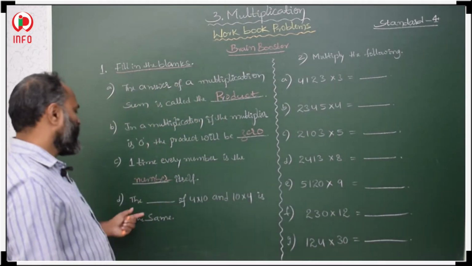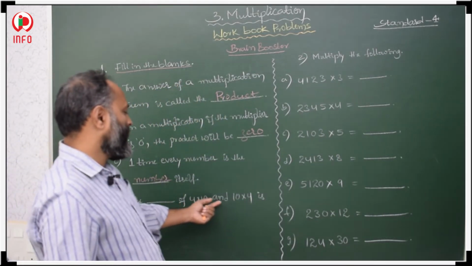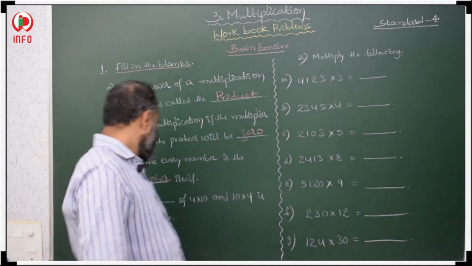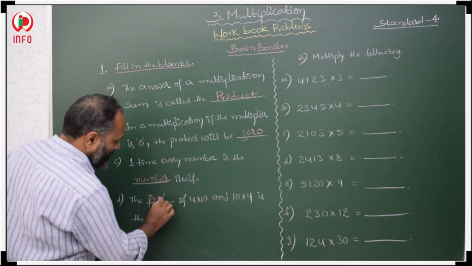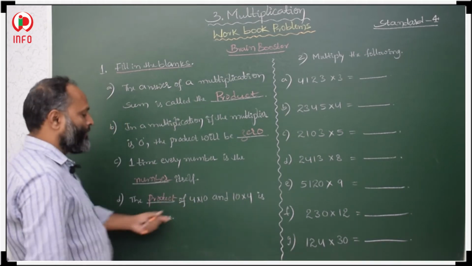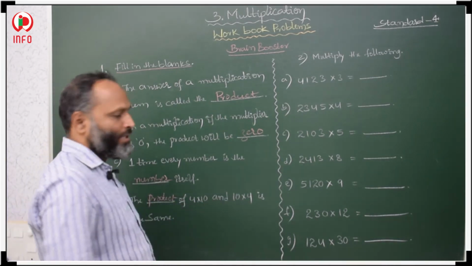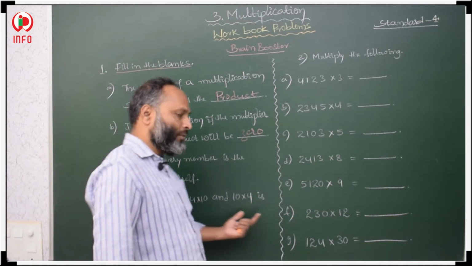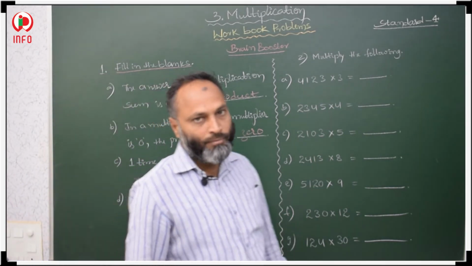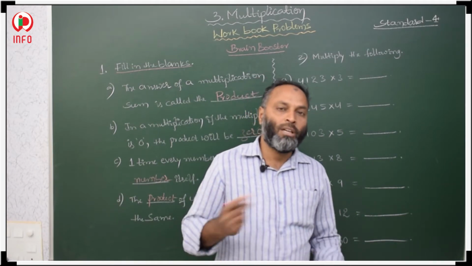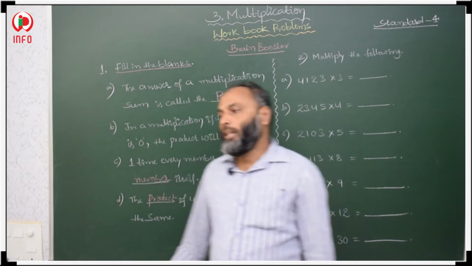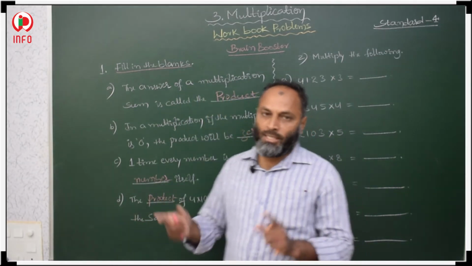Next, the dash of 4 into 10 and 10 into 4. So the product of 4 into 10 and 10 into 4 is same. Either 4 into 10 or 10 into 4, both are same. 4 tens are 40, 10 fours are 40. So whatever it is, if the order changes, the product never changes. That is the same.